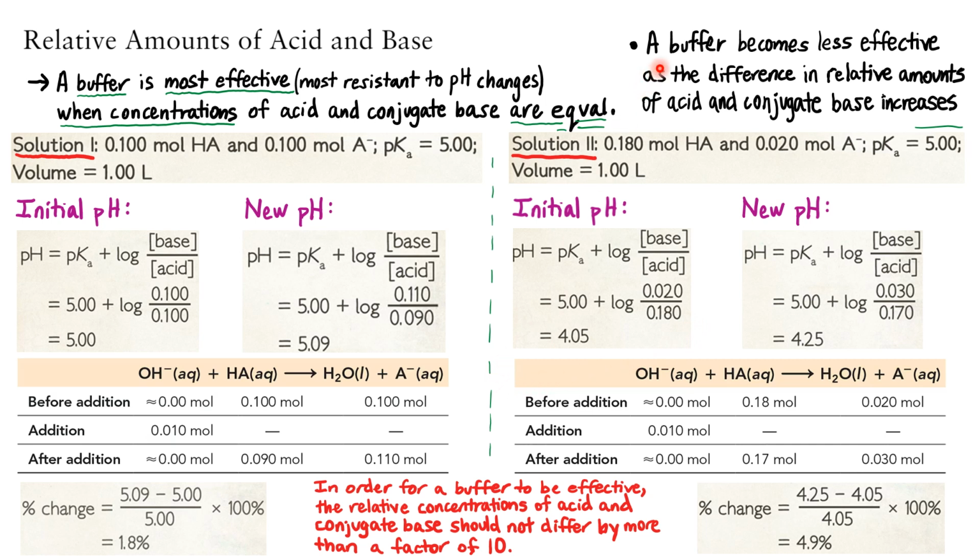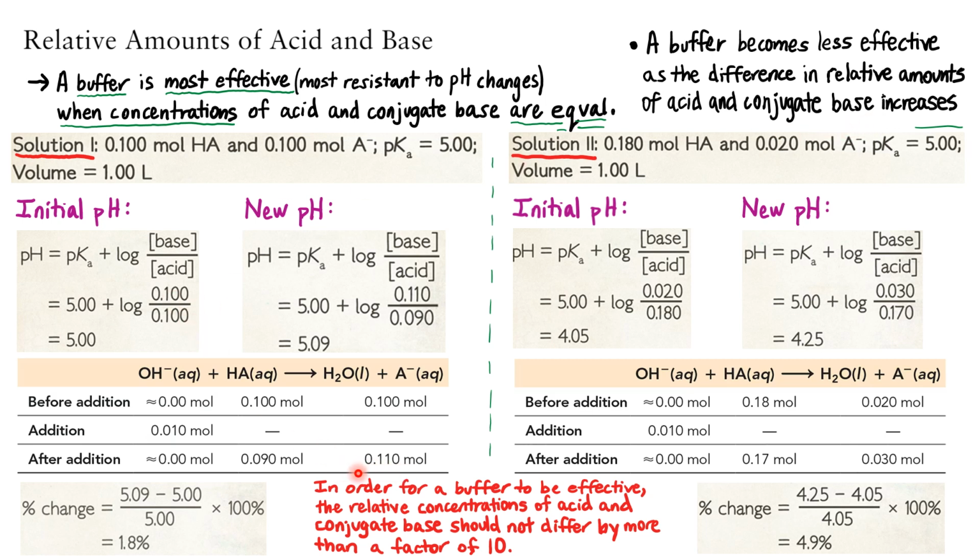Right, I even made a note here. A buffer becomes less effective as the difference in relative amounts of acid and conjugate base increases. Right, so we don't want there to be a difference in those amounts. We want them to be relatively the same, aka 1-to-1.